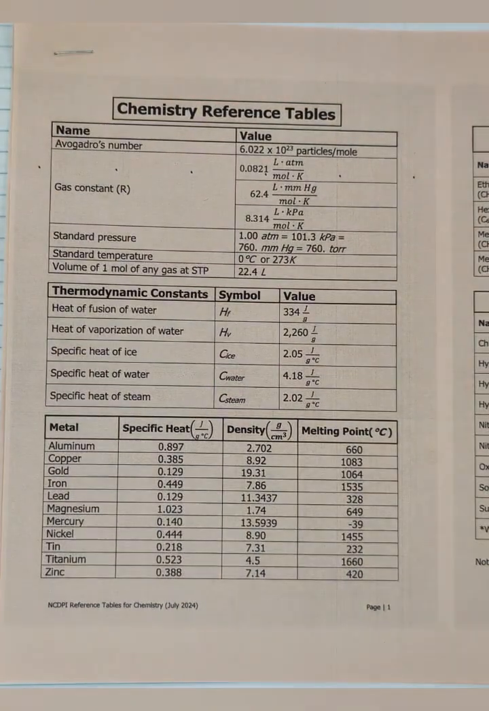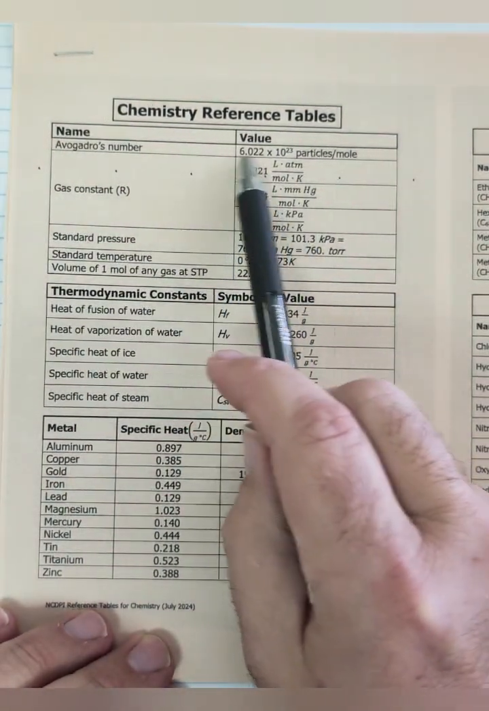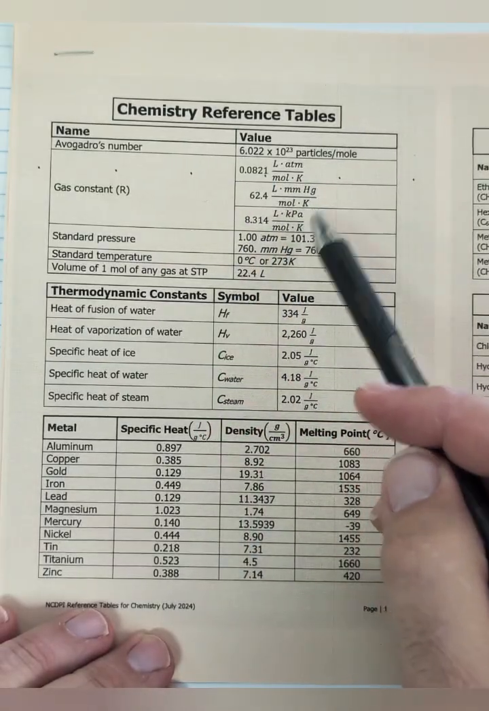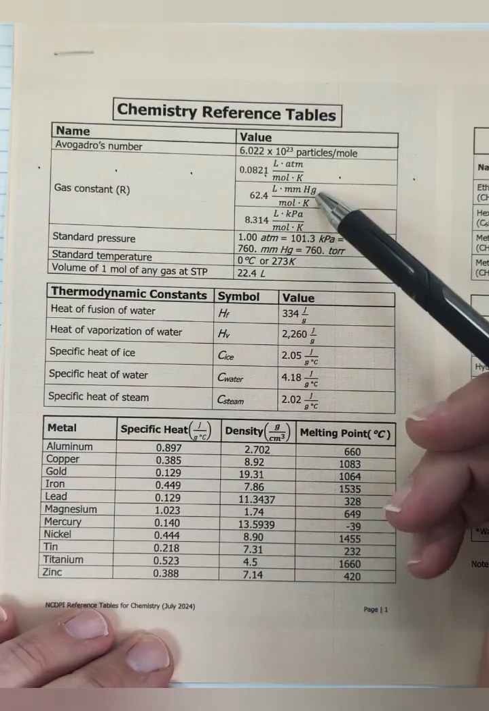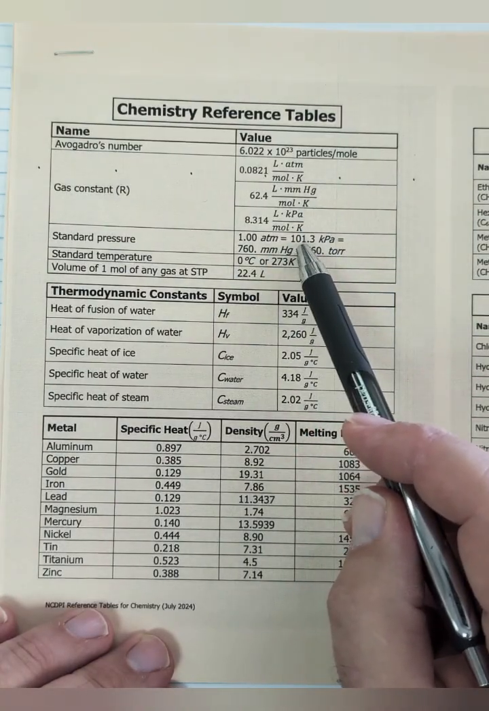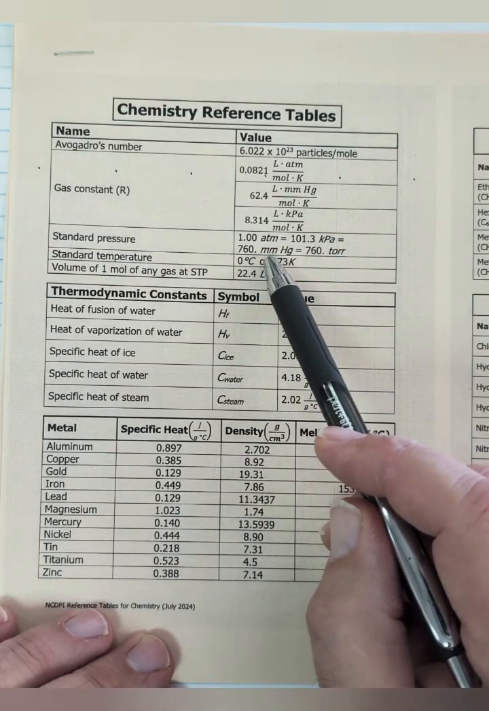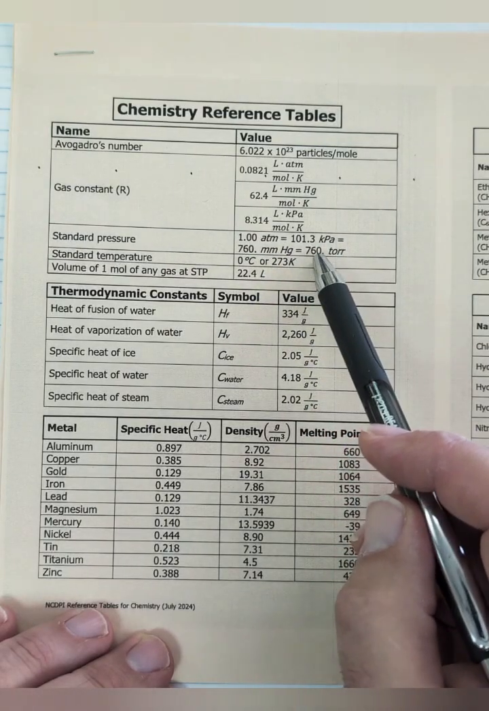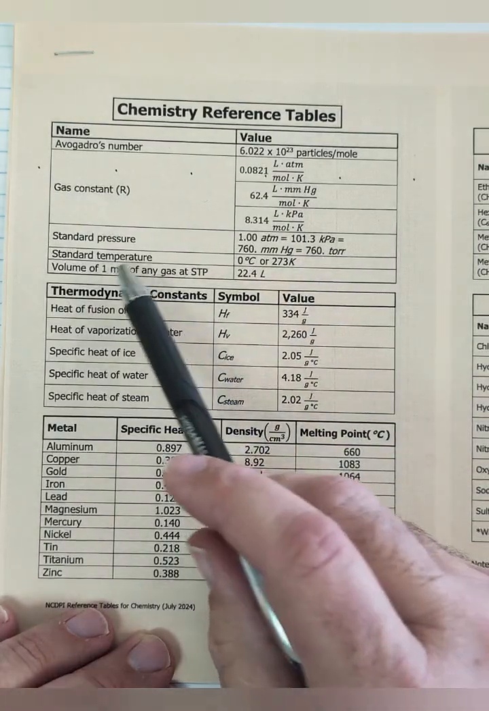So let's talk about your reference tables here. We've got different constants like Avogadro's number, gas constants. Remember to look at what the pressure is in to tell which one to use. Standard pressure, 1 atmosphere, is the same as 101.3 kilopascals, which is the same thing as 760 millimeters of mercury. Standard temperatures, 0 degrees Celsius or 273 Kelvin.